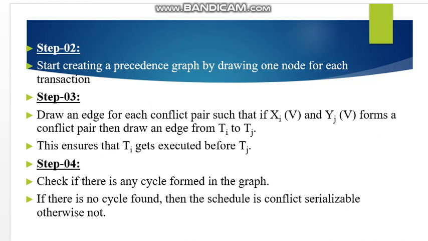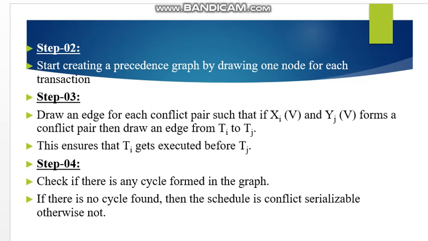Like in this case, I have T1 and T2, so I'll be making two nodes. Draw an edge from each conflicting pair: if Xi(V) and Yj(V) form a conflicting pair, then draw an edge from Ti to Tj. It ensures that Ti gets executed before Tj. So for example, if you have a read instruction and you have a write instruction, you can make an edge from T1 to T2, because this is the conflicting pair.